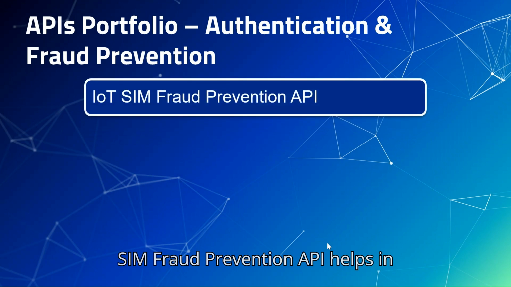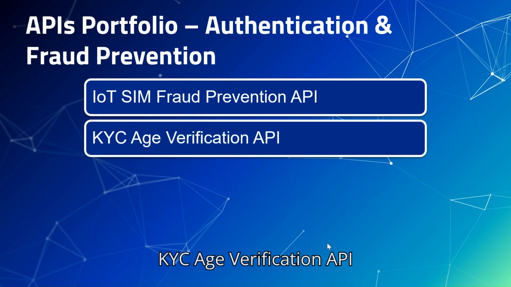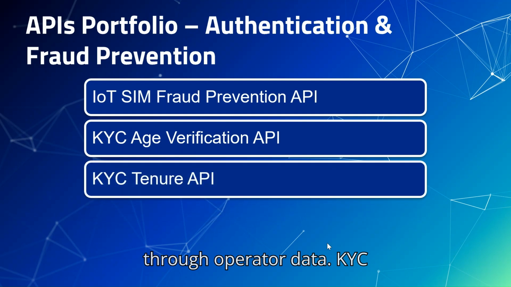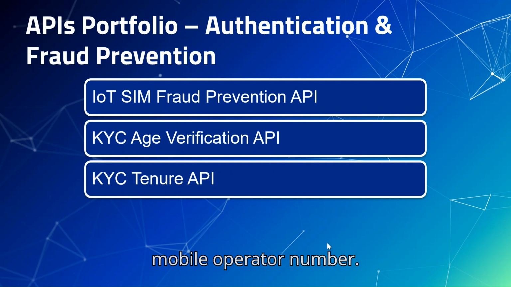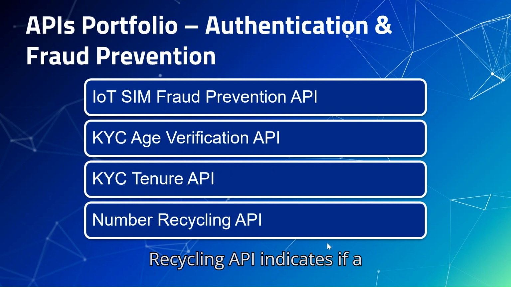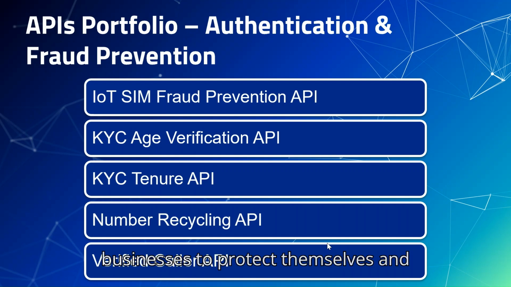IoT SIM Fraud Prevention API helps in querying risk control data of IoT SIMs. KYC Age Verification API validates a user's age through operator data. KYC Tenure API shares the length of a user's tenure with their current mobile operator. Number Recycling API indicates if a subscriber has changed phone numbers. Verified Caller API helps in displaying certified caller information on a user's device before answering a call. This collection of APIs empowers businesses to protect themselves and their customers from fraudulent activities effectively.